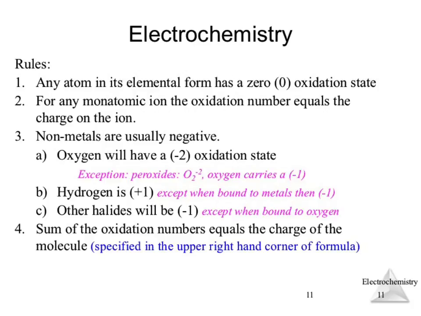Hydrogen, typically a +1 except when bound to metals. We did address that one. Our halides are -1 except when bound to oxygen. The one exception there is fluorine. Fluorine will always be a -1. Will we ever see fluorine bound to oxygen? No, not really. It's not an easy compound to make. Highly, highly reactive, so we don't have to worry about that.